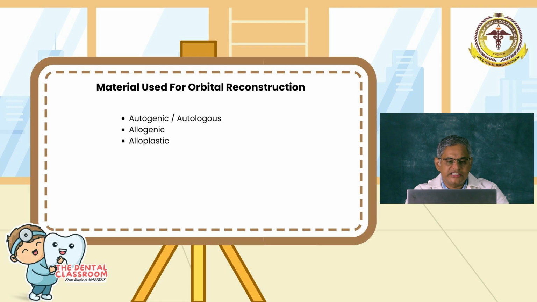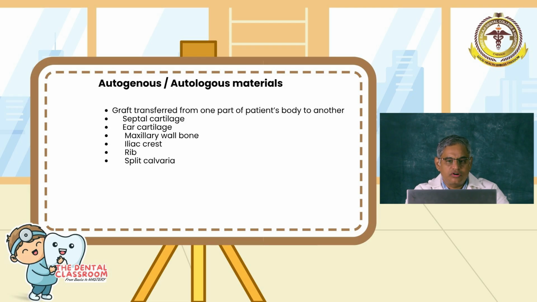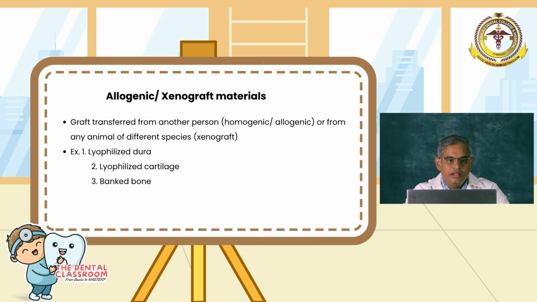Materials used in orbital reconstruction. Autogenous or autologous materials: a graft transferred from one part of the patient's body to another is autogenous. Examples: septal cartilage, ear cartilage, maxillary bone, iliac crest bone, rib cartilage and split calvaria. Allogenic or xenogenic materials: a graft transferred from another person is allogenic, or from an animal or different species is xenogenic. Examples: lyophilized dura, lyophilized cartilage, banked bone.